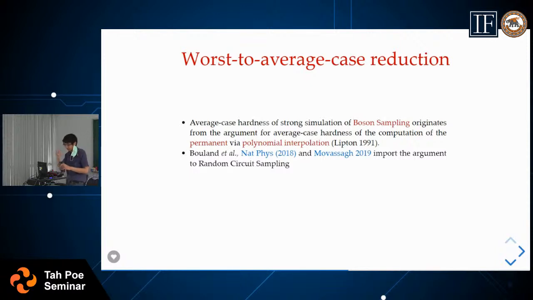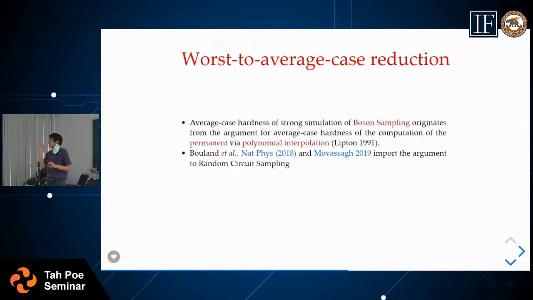This is important because in computer science, when people say some problem is NP hard or sharp P hard, extremely hard, they only mean worst case. If there's one case that's hard, even though every other case is easy, they still say that the general problem is NP hard, sharp P hard.